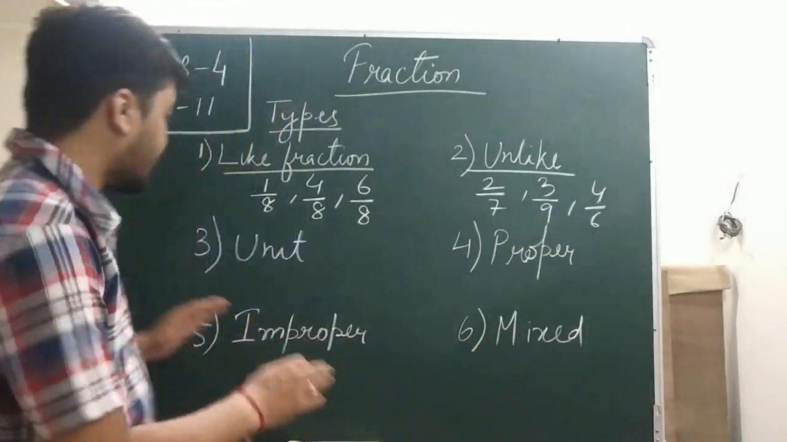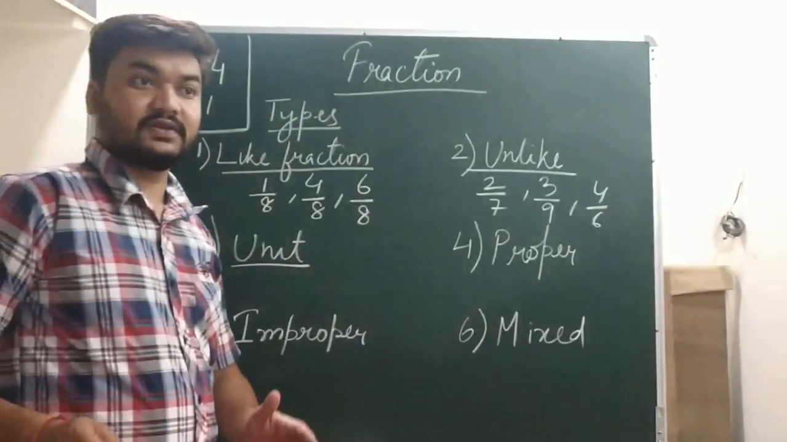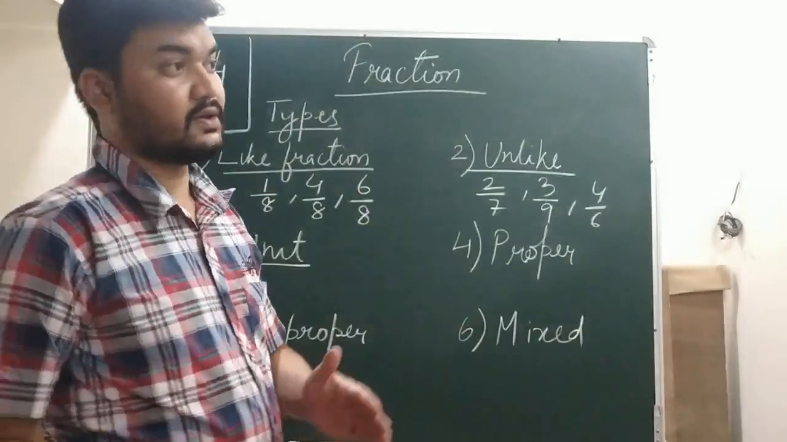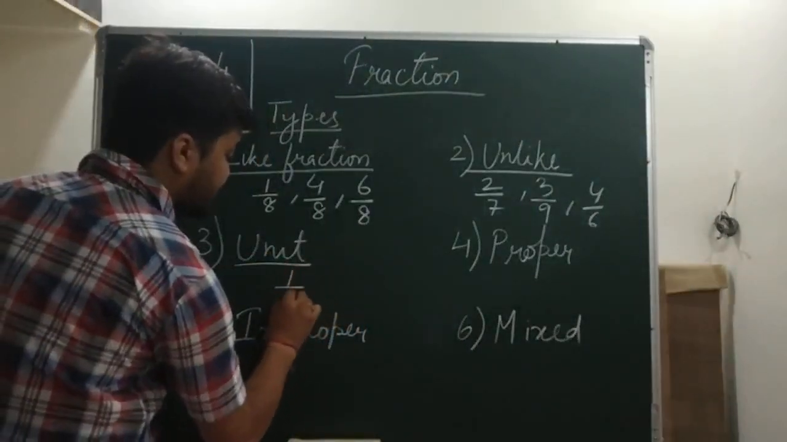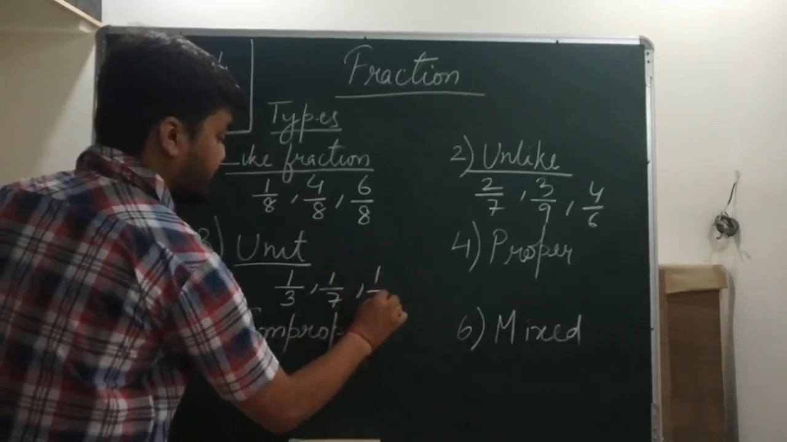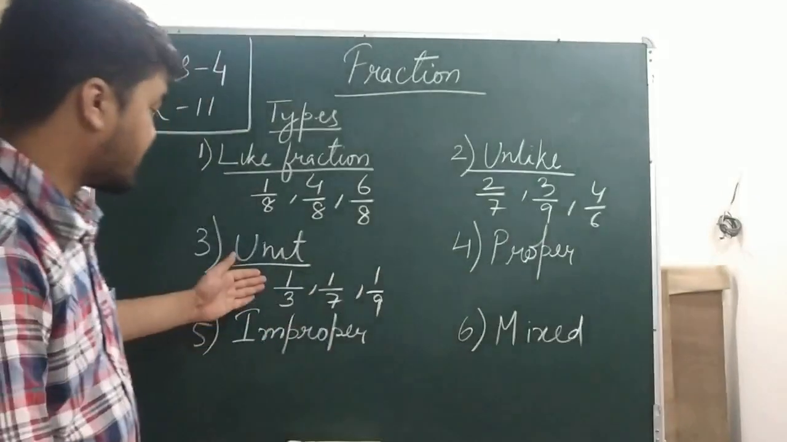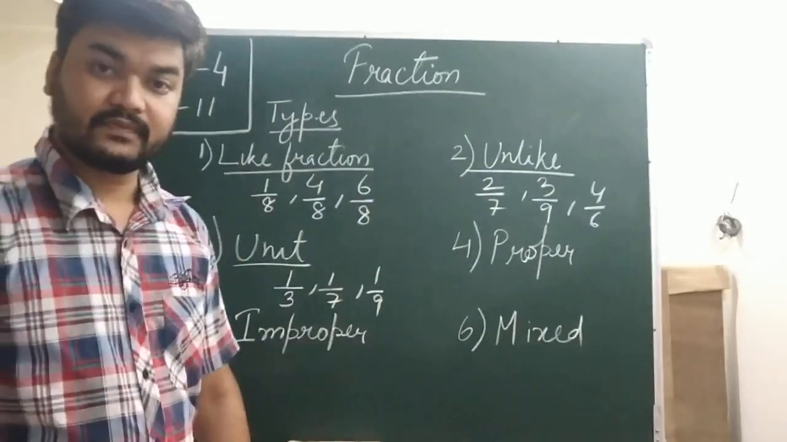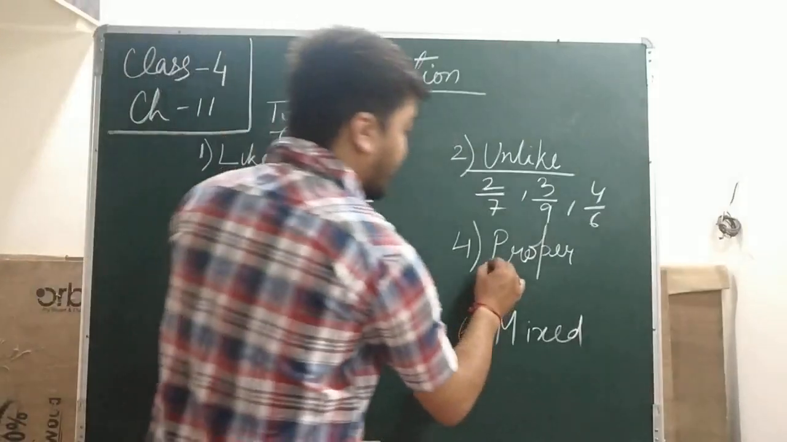Understood? Now third type is unit fraction. A fraction in which the numerator is 1, a fraction where the numerator is 1, is called unit fraction. Unit means 1.